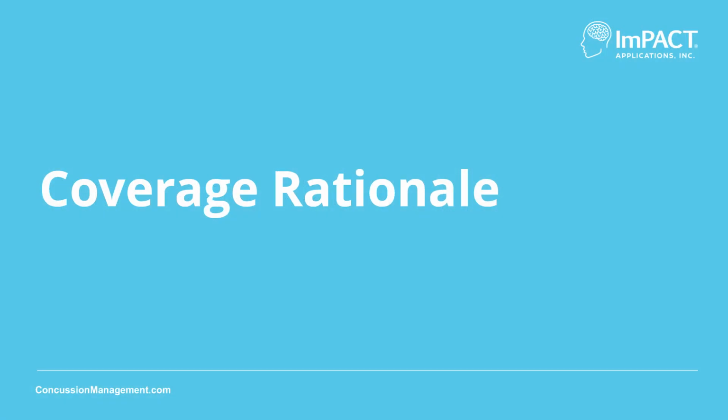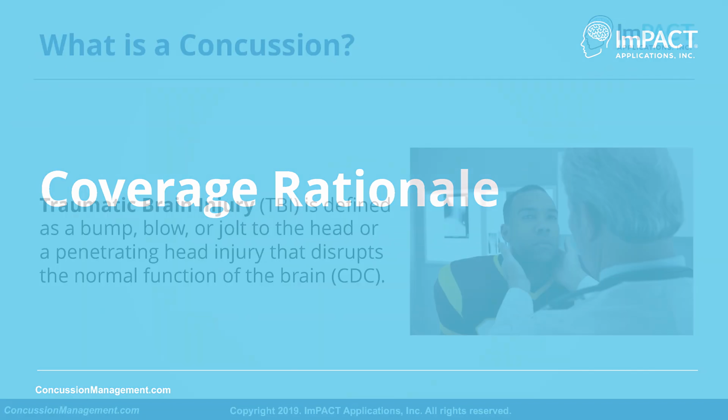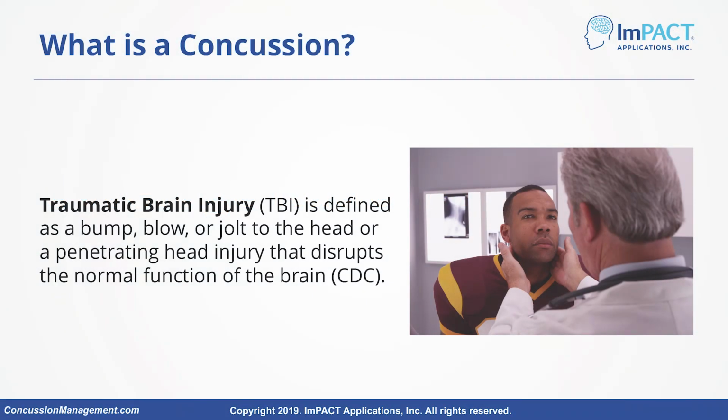All right, let's look at the coverage rationale now in terms of a traumatic brain injury. Why is it covered? Well, traumatic brain injury is defined as a bump, blow, or jolt to the head that disrupts the normal function of the brain. So, despite what many people over the years have thought, concussion is a traumatic brain injury.